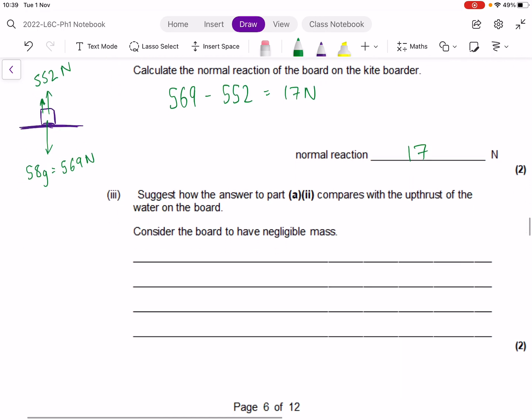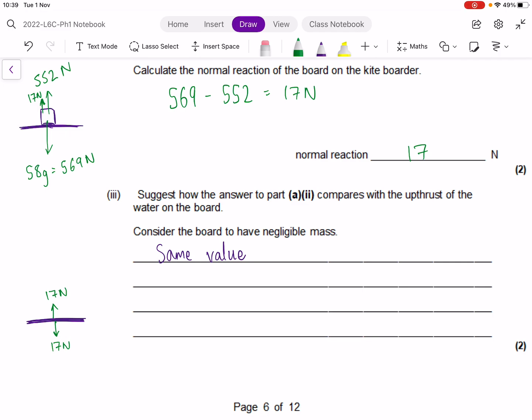How does the answer to part A, part 2 compare with the upthrust of the water on the board? Well, the board must be supporting that same value. It should be the same value. If we think about the actual board now, so there's the board. We know the board is pushing up with that 17 newtons. So that means that the person must be pushing down on the board with 17 newtons. And so the upthrust from the board must also be 17 newtons.